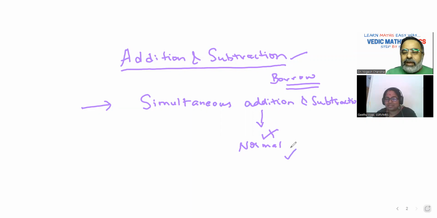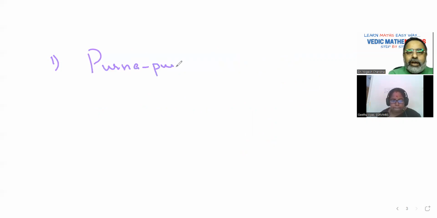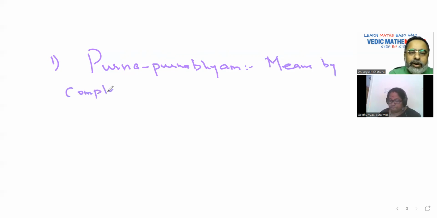So let's start with addition. Now the first sutra is related to the natural ability to find the difference, like how much something differs from. First, I'll give you the name of the sutra. The name of the sutra is Purana Purana Abhyam, which means by completion or non-completion.